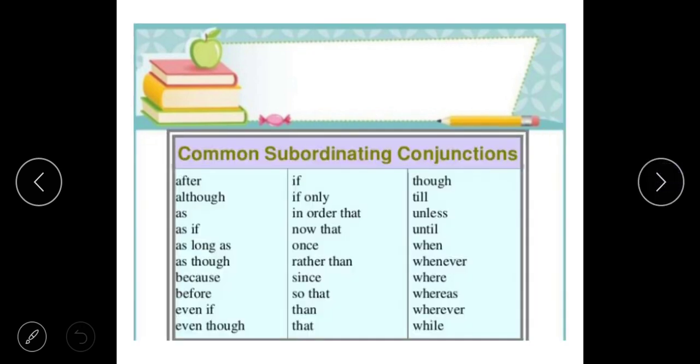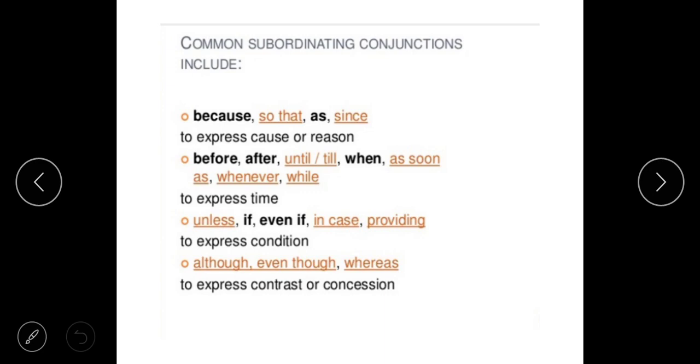Here are a few common subordinating conjunctions. There are many. After, although, as if, as though, because, before, even though, if only, in order that, now that, once, rather than. They are the many ones. Okay, so we can have examples here. Common subordinating conjunctions include because, so that, as, since, to express cause or reason.